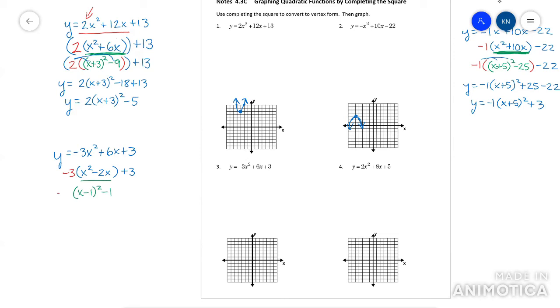But I still have the -3 that I have to distribute to both of those things, as well as the plus 3 at the very end. Now distribute the -3, and you would get y equals -3 times x minus 1 squared plus 3 plus 3. Then just combine those like terms at the end. Now I'm ready to graph it. It has a vertex of 1, 6 and an a value of -3. So it looks something like this.